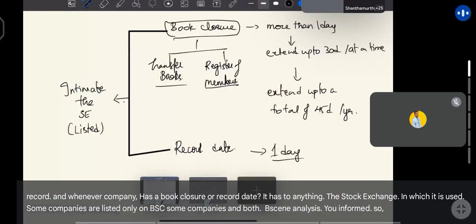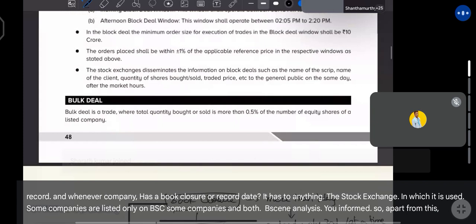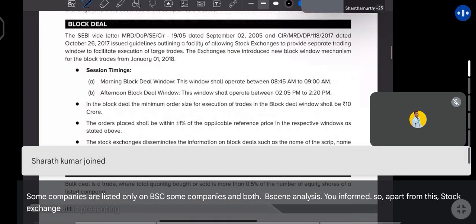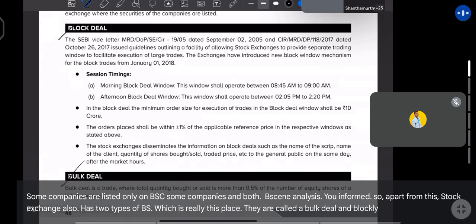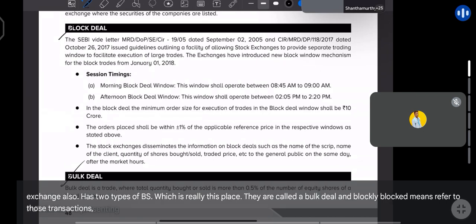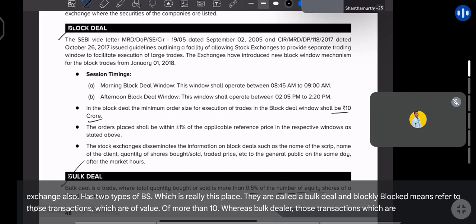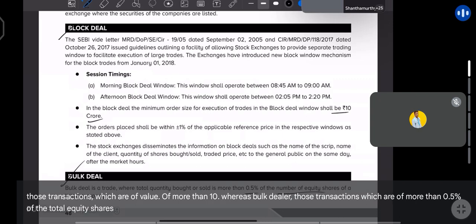So apart from this, stock exchange also has two types of deals which usually take place. They are called bulk deal and block deal. Block deals refer to those transactions which are of value of more than 10 crores. Whereas bulk deals are those transactions which are of more than 0.5% of the total equity shares of a particular listed company.